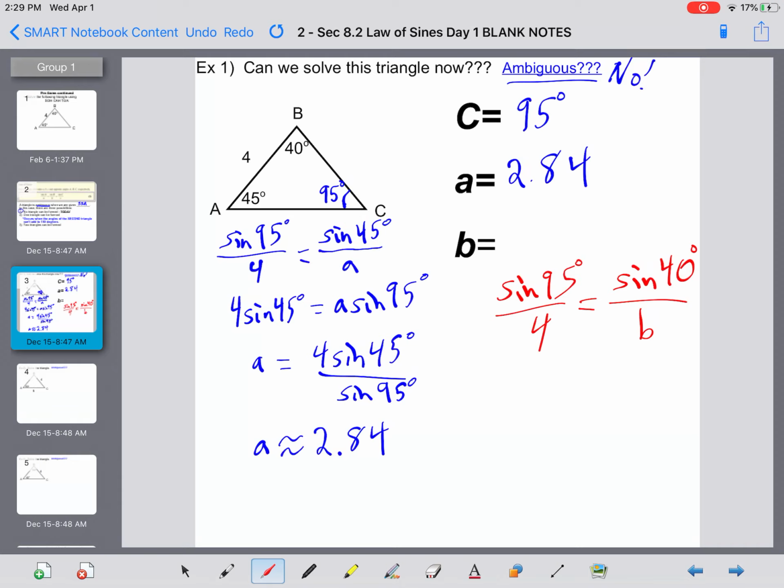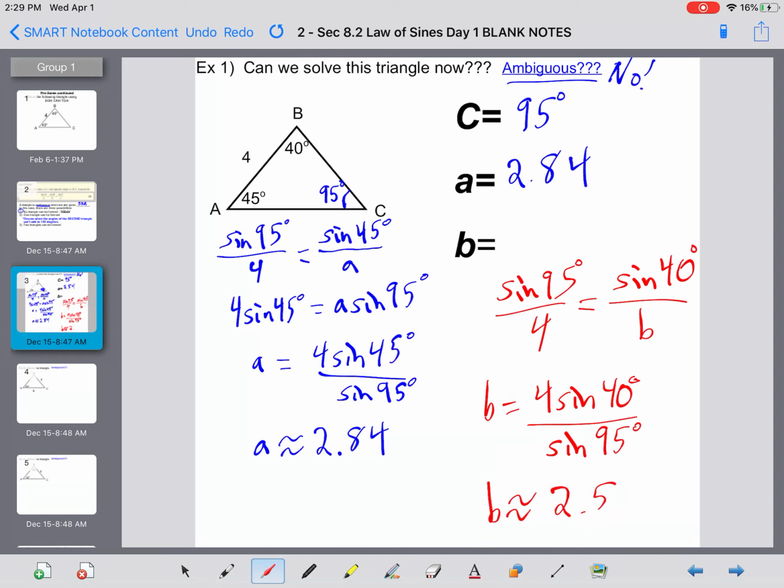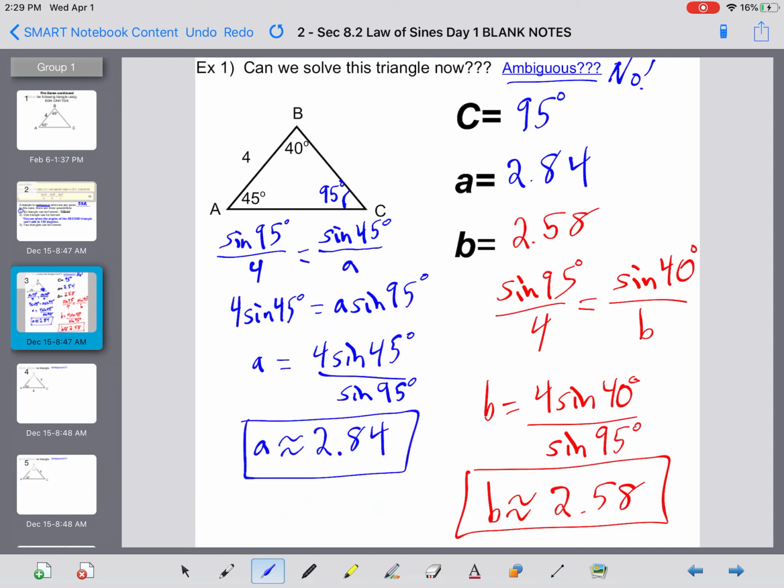And from there, it's pretty much the identical setup. Cross multiply and solve. You might be able to do that in your head. B would equal 4 times the sine of 40. Then you would have to divide by the sine of 95. And again, if you type that into your calculator and round it, you'll get 2.58. So 2.58 is my other side. Box those real fast.